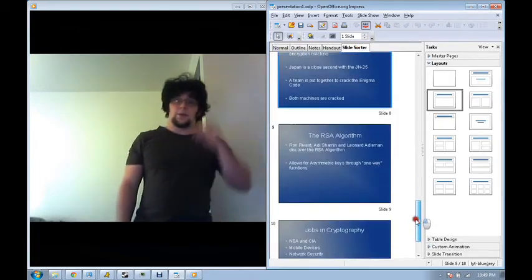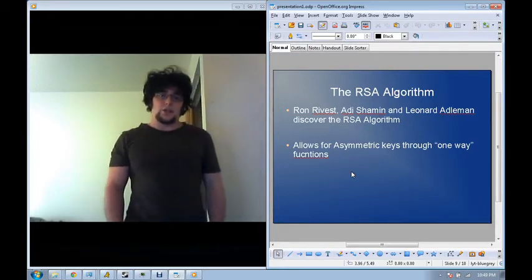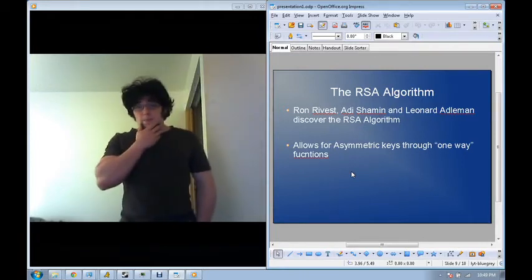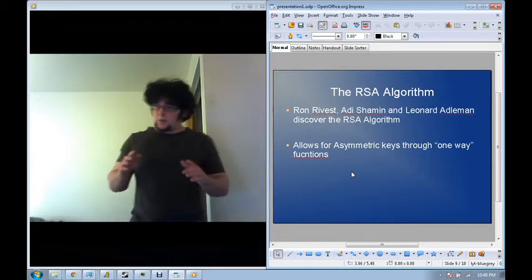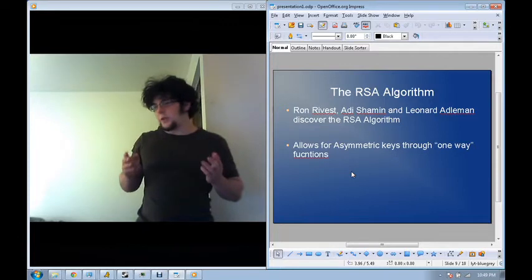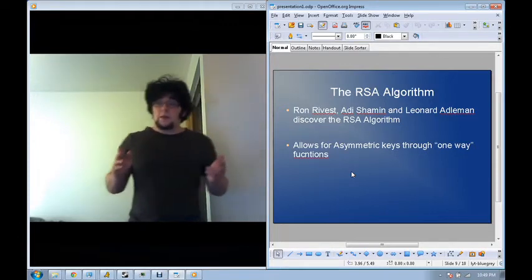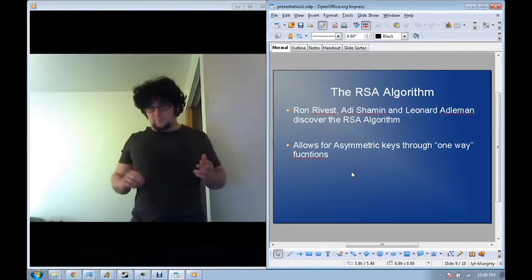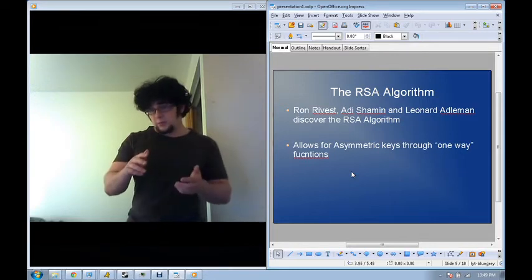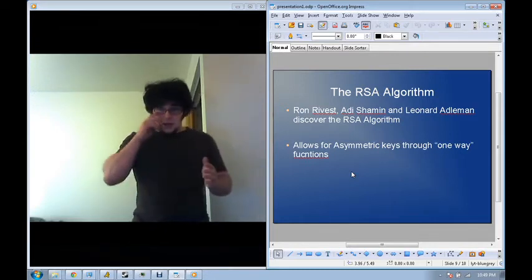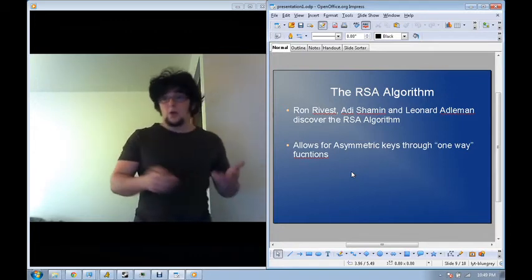The RSA algorithm. The RSA algorithm gets its name from Ron Rivest, Adi Shamir, and Leonard Adleman. And the RSA algorithm was a big deal because until this point, all encryption and all these ciphers all used what were called symmetric keys. And what that meant was that the key that was used to encrypt the message was the same key that was used to decrypt the message. And getting this key securely from one person to another person was a big deal.